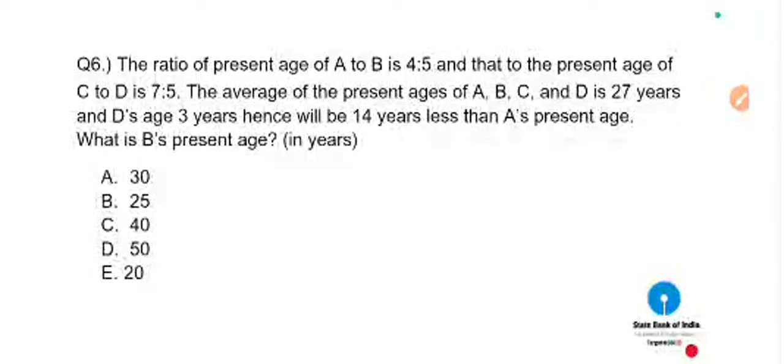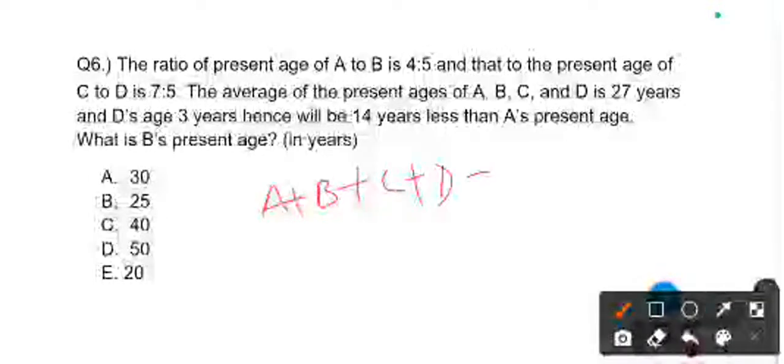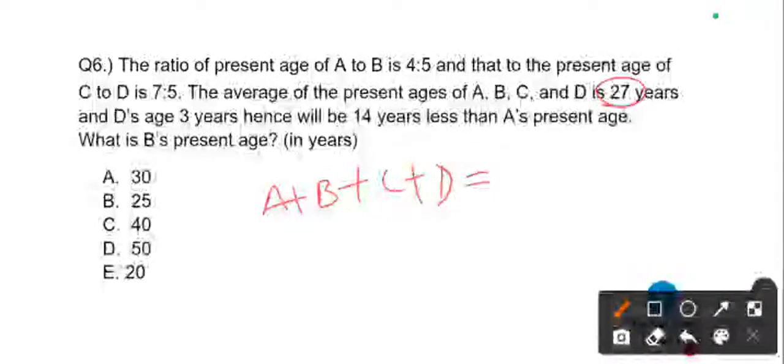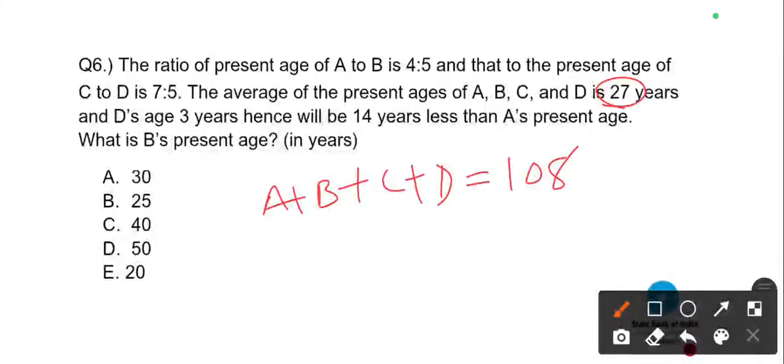Lalita, would you like to explain first what we need to do? A plus B plus C plus D will be 27 times 4. 27 times 4 will be the value of 54, 54 times 2 is 108. Okay, next, instead of D we can write D plus 3 equals 14 years less than A.